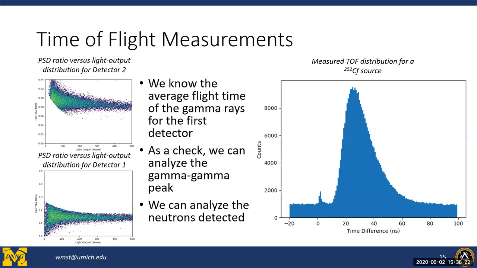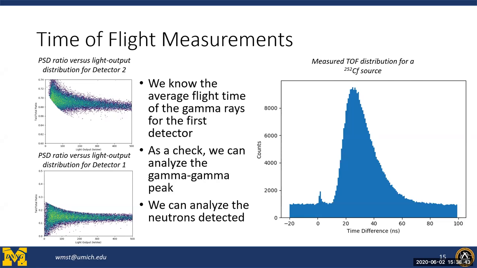And these are just chance coincident events that we have to take into account. And there are measurements that we might discuss later that we can perform to mitigate this effect, or to quantify it at least. So this is time of flight measurements, and we can clearly see that this gives us a good idea of the neutron emissions.